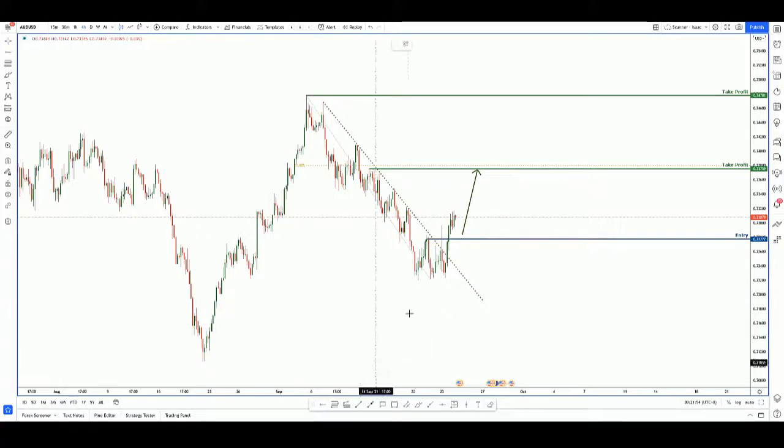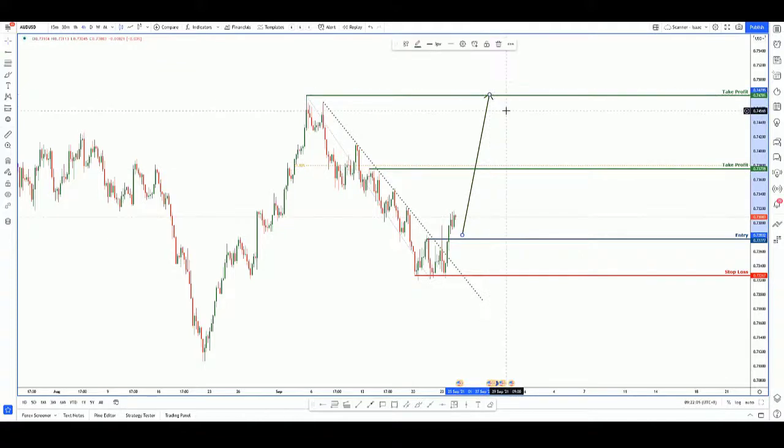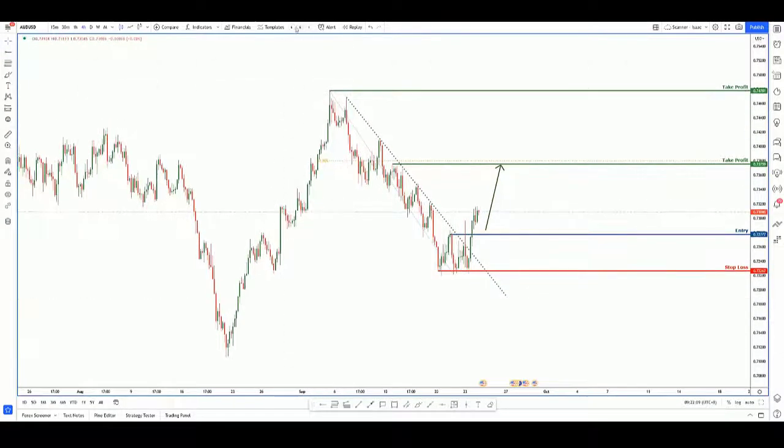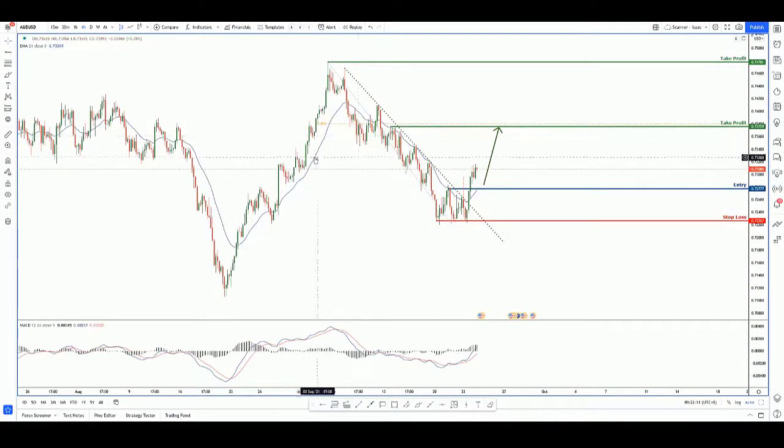Last but not least, the stop loss is of course at the bottom of the classical triple bottom pattern. So the risk reward even on the intraday is pretty good. Of course, if you're going to play all the way to the swing trade target, then the risk reward is even more fantastic. Last but not least, we can take a look at momentum indicators.